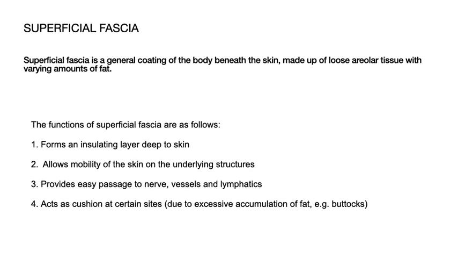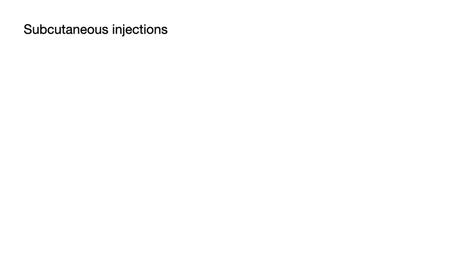So the functions of superficial fascia: it is an insulating layer because there is fat, as we said. It allows mobility of the skin on the underlying structure. Also it provides passage to the nerves and vessels. Okay, then subcutaneous injections, as we say now, are given in this layer. They are painful because there are pain receptors present, and from here the drug is absorbed actually very slowly. There is less blood supply, a little fat, and very small doses are usually given subcutaneously.